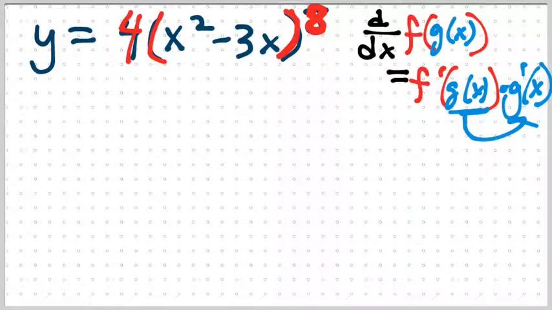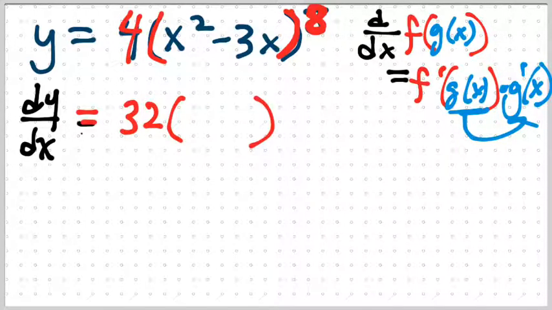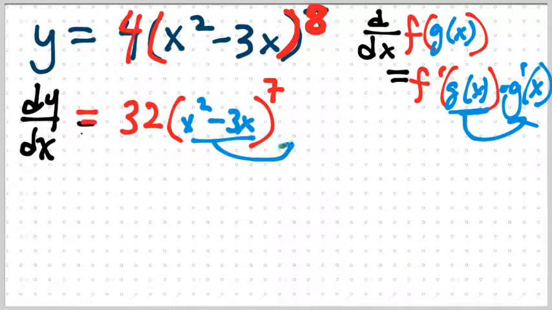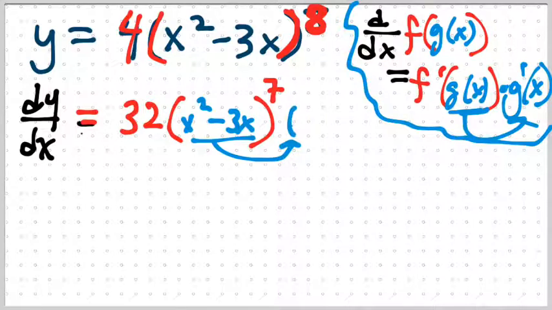So the derivative of the outside part at the inside times the derivative of the inside. So the derivative of y, the overall problem here, let's take the derivative of the outside, which is in red, so that would be 4 times 8, 32, inside part to the 7th power. Let's leave the inside part as it is, multiplied by the derivative of the inside part. So that would be 2x minus 3. That's the chain.